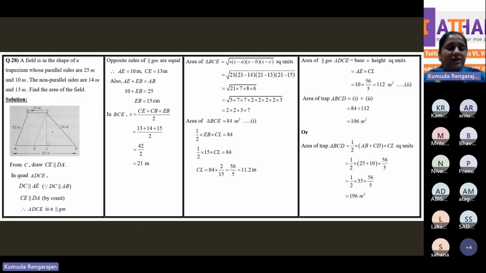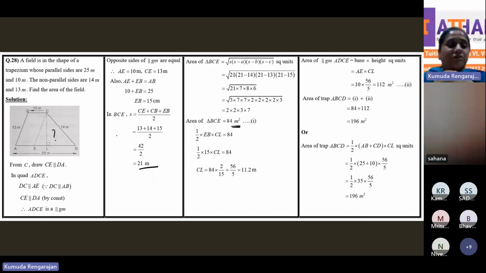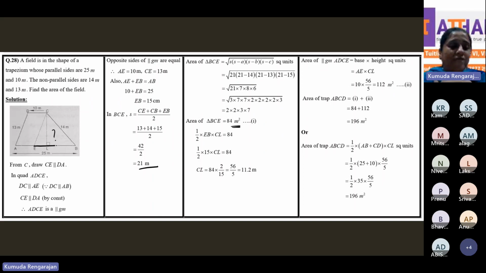And then the area of this triangle. Next is to find the area of this triangle. So you can see the semi-perimeter and all that. Area of the triangle is 84 meters square. But how else can you find the area of the triangle? Using the formula half base into height. Half into base EB into the height CL is equal to 84. Now this base is 15, so when you substitute 15, you can find the altitude CL.